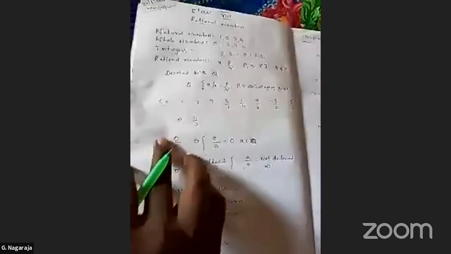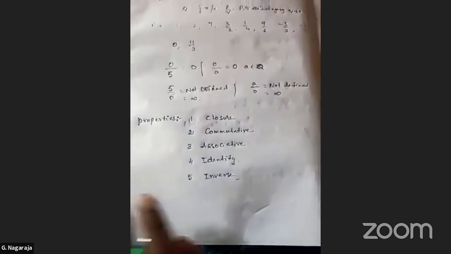That is some properties we have to discuss. Write in your notebooks neatly, and homework also can be done two times. So rational number, some properties.